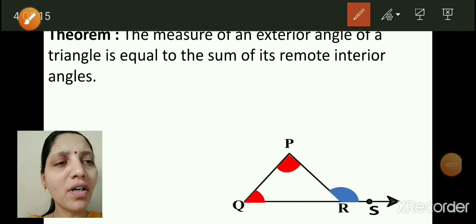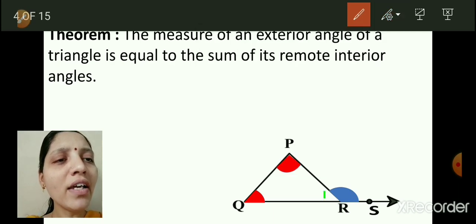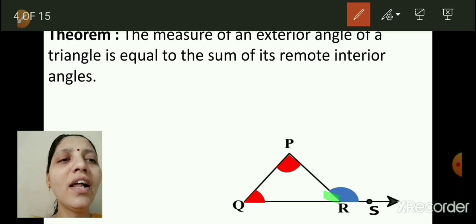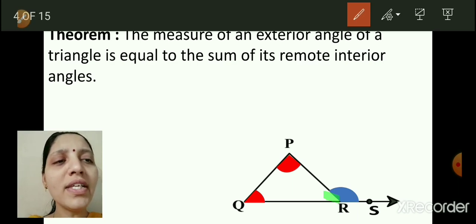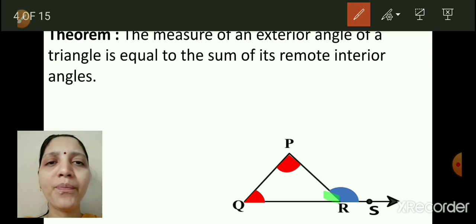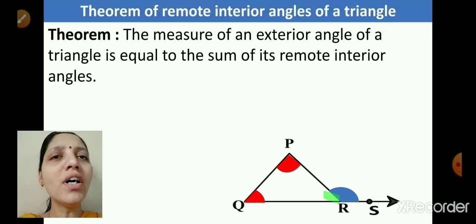For this figure, angle PRS is the exterior angle, and angle P and angle Q are the remote interior angles. The angle which is adjacent to the exterior angle but which is inside the triangle, like angle PRQ, is called the adjacent interior angle because this angle is adjacent to the exterior angle. Now I hope you all have understood what are exterior angles, interior angles, and remote interior angles. So let's now start with the given part.